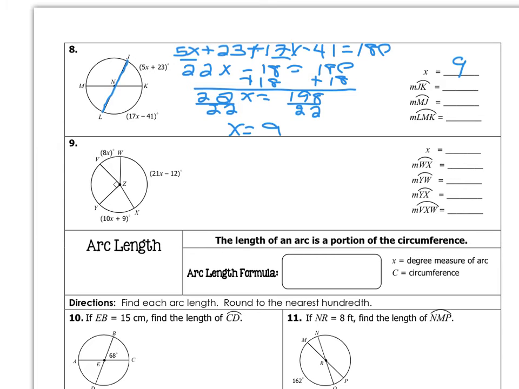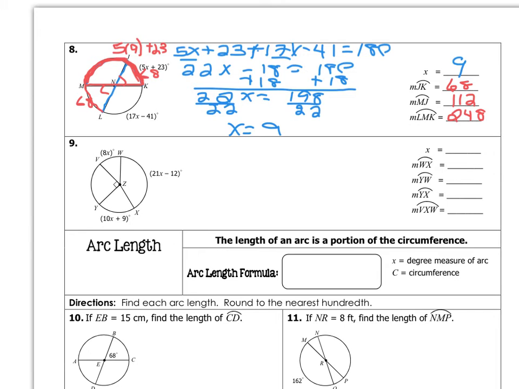So this is 9. Okay, we want MJK, so we want this right here. So let's figure out first 5 times 9 plus 23, which means this here is 68. These are vertical angles, so this is 68. Okay, so now what I need to find is JK. So we know JK is 68 because we solved it. And the next thing I want to know is what is MJ? So MJ, I just have to subtract 68 from 180 and get 112. And then the last thing I want is LMK. So if I know this is 180, add 68 to that, and I get 248.